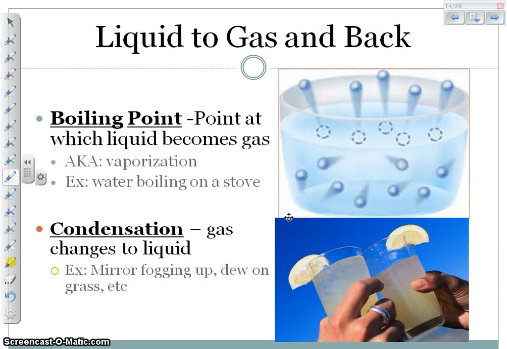Going from a gas to a liquid and back, we see the same kind of concept. We see the boiling point where a liquid becomes a gas. Sometimes you'll hear that called vaporization. An example is when you have water boiling on a stove. And this again happens when, if we're going from liquid to gas, your energy is increasing. Well, condensation is the complete opposite, where we're going from a gas to a liquid, like a mirror fogging up or dew on grass, etc. And this is when your energy is decreasing. Okay, so it's the same thing in terms of temperature again, it's just you're going in different directions.